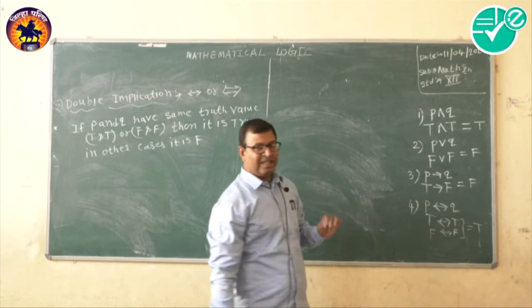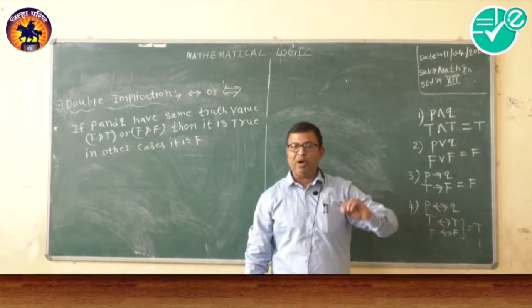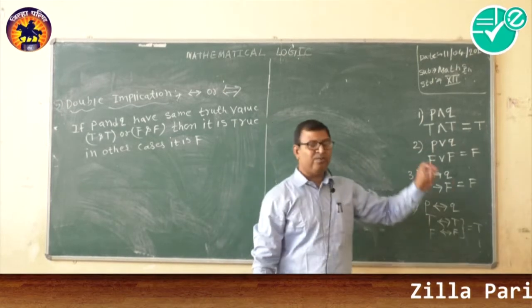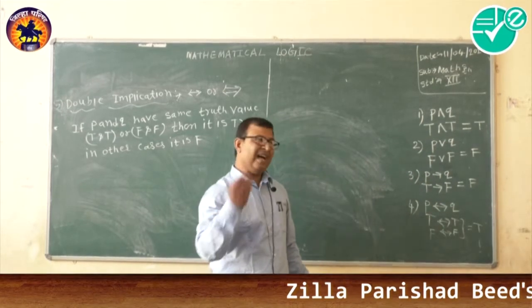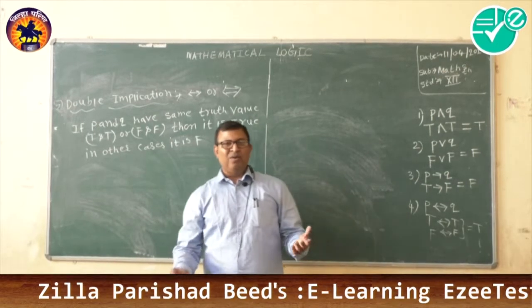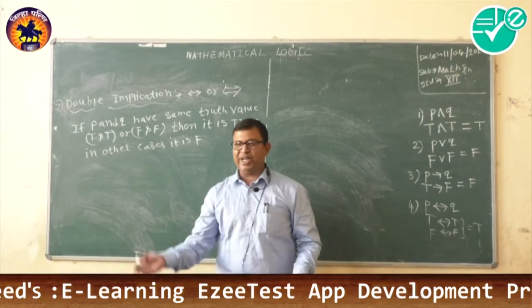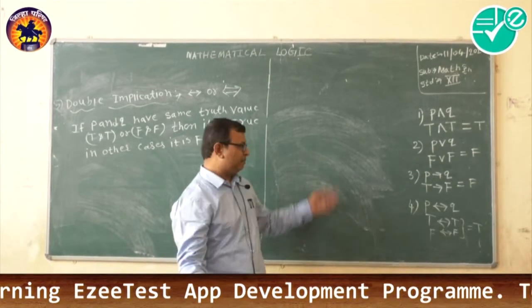In P disjunction Q, if P is false and Q is false, then and then only it is false. In other cases, it is true. Then negation. Negation means what? Only the negative thing. It means if it is positive, it will become negative. This is called negation.